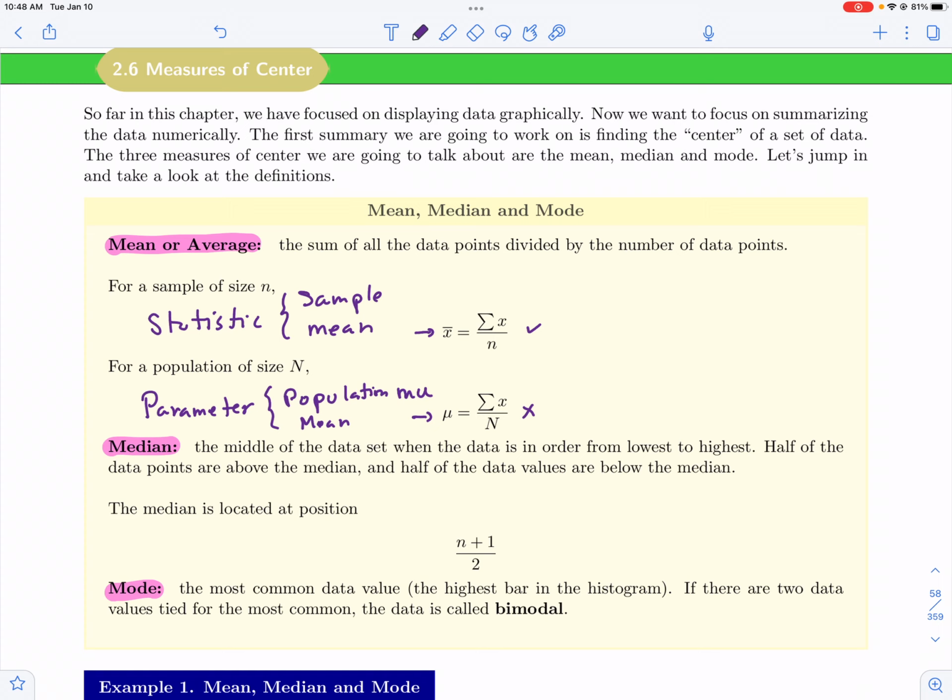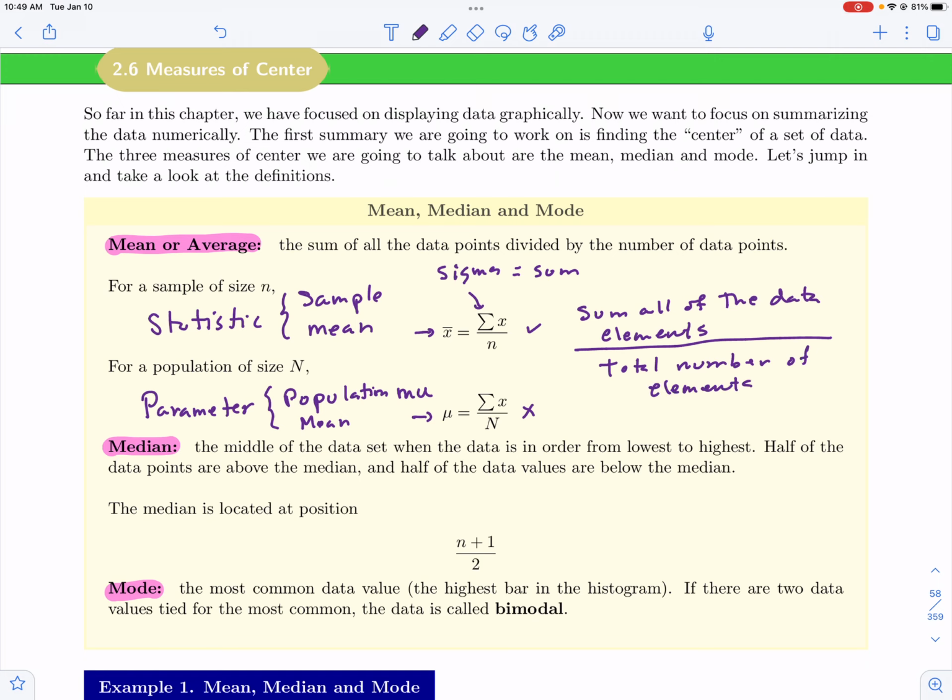All right, if you haven't seen some of these symbols before, this is the Greek letter capital sigma, and in math terms it means to sum. So what this is saying is basically just sum all of the data elements, or add them together, and then divide by the total number of elements. And that's how we're going to calculate our average. I'm going to show you a quicker way as well.